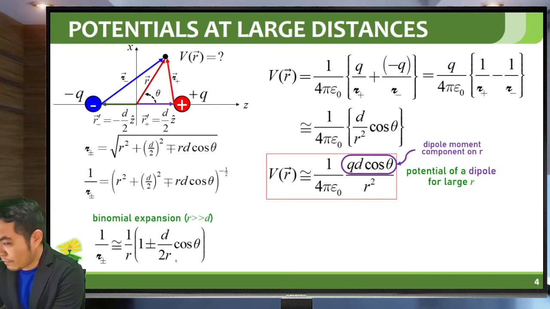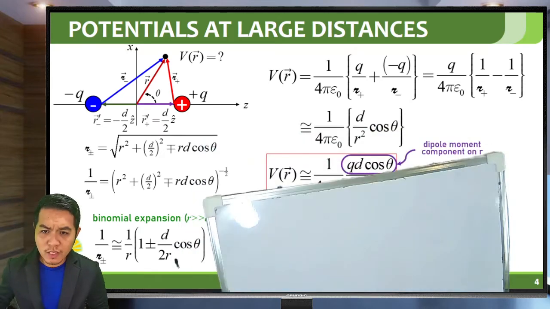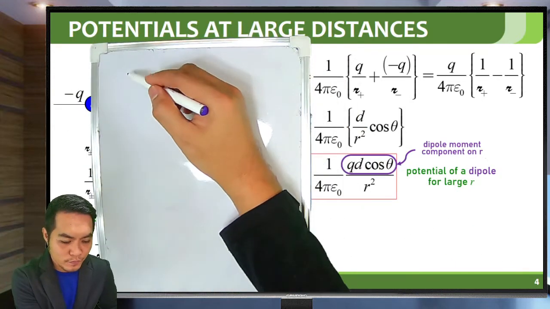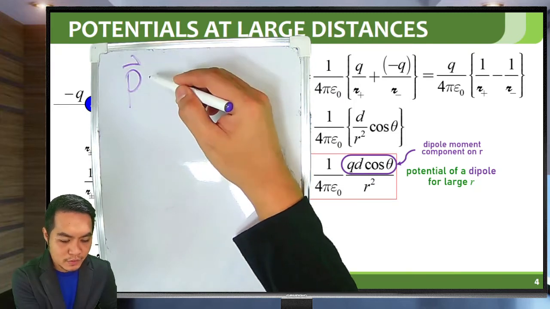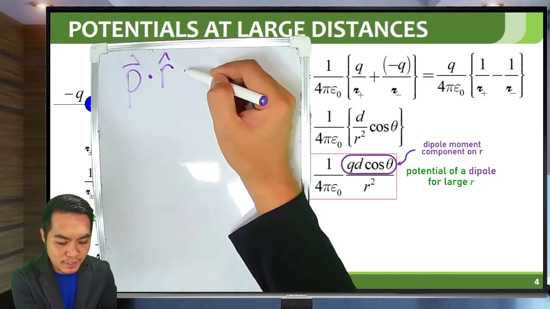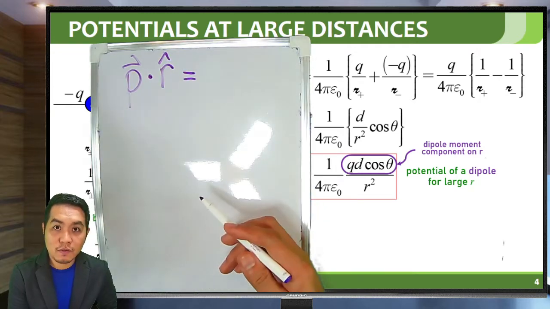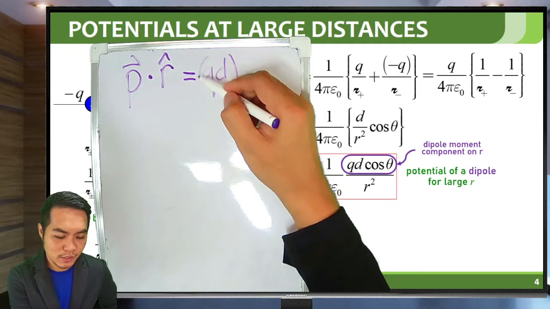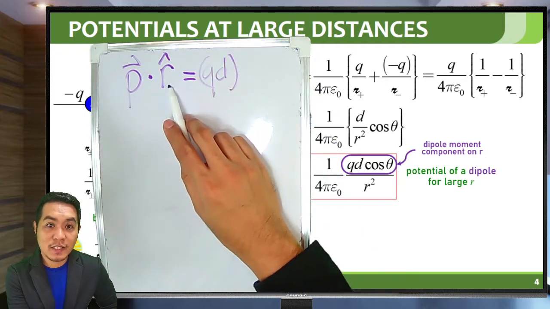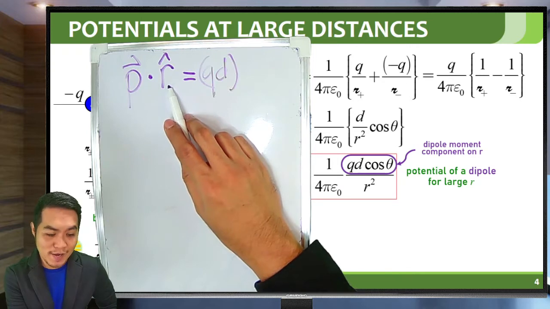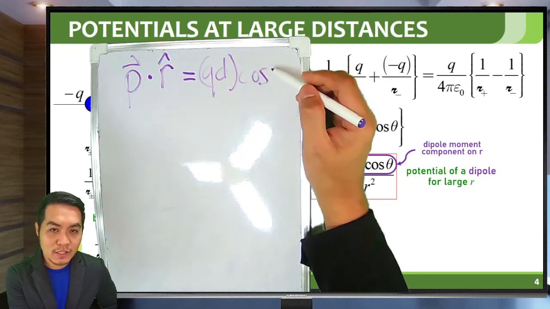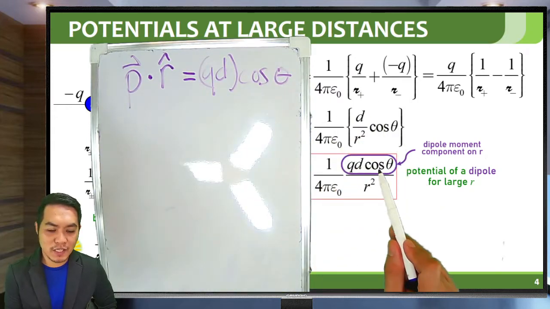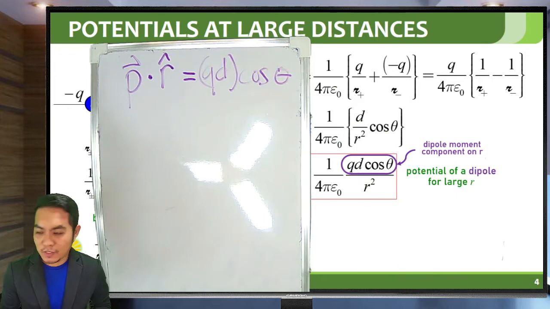I'm just gonna review some of your dot products here. If you have, say, P, you will dot this with r hat, for instance. According to the law of dot product, it's the magnitude of P, which in this case is QD, times the magnitude of r hat. This is a unit vector, so its magnitude is 1, times cosine of the angle between them. So QD cosine theta is the component on r.